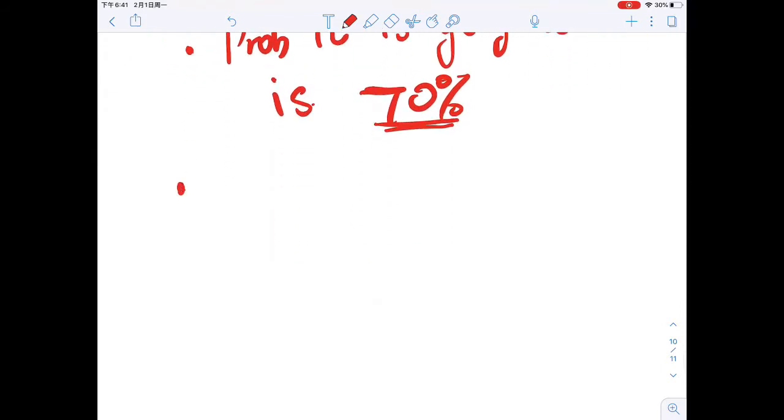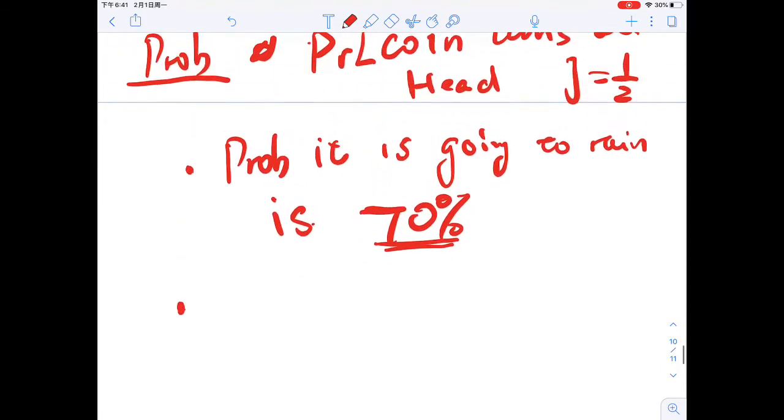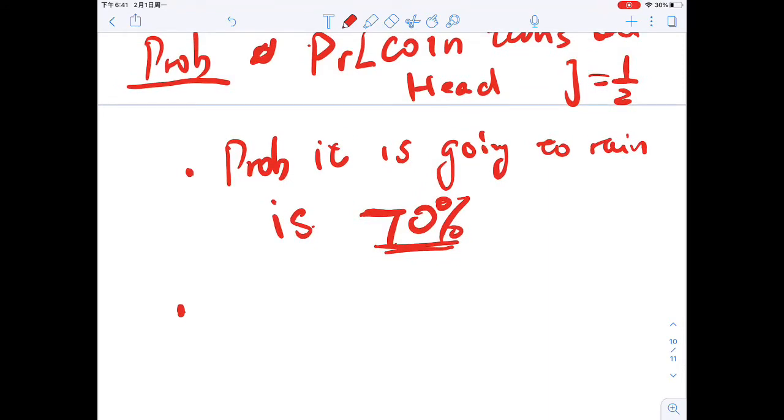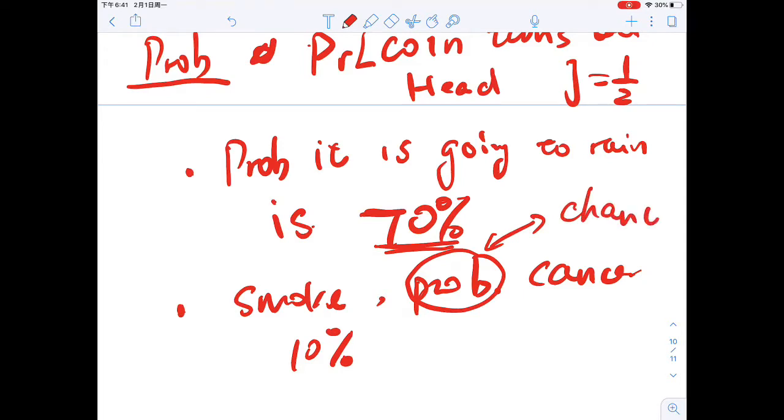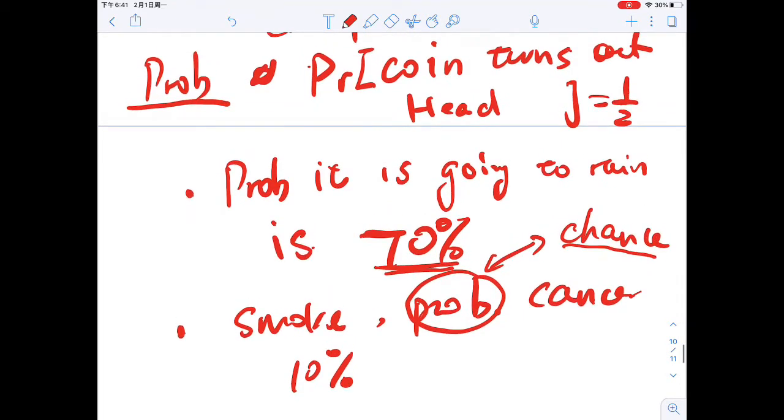And the third one: sometimes in medical science they make chance assertions, saying that if you smoke, the probability you're going to develop cancer is, say, 10%. So when you say probability, sometimes it's not really probability, it's really just called chance. When you examine all these three types of assertions carefully, you clearly see that they are not really referring to the same thing.